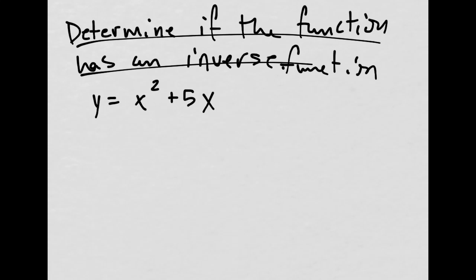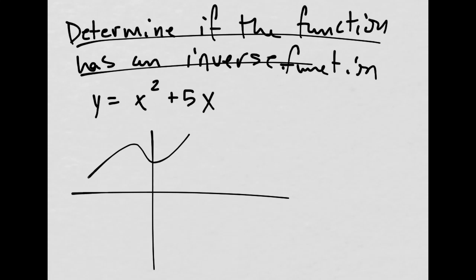So we're going to determine if this function has an inverse function. Something to remember is that if we have something like this, the inverse is just reflected across the line y equals x, and let's see, that would be reflected there, there, there. So that would be the reflection. Hopefully you saw how I did that.